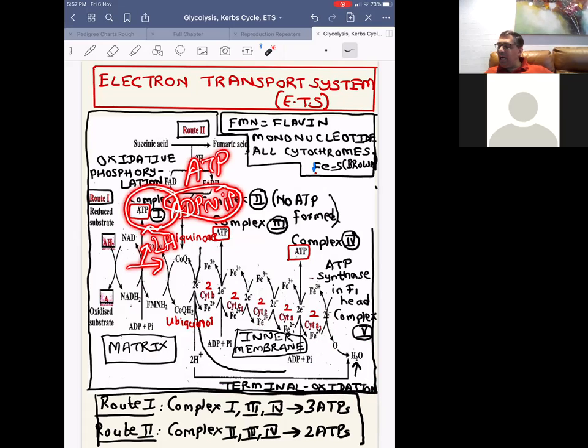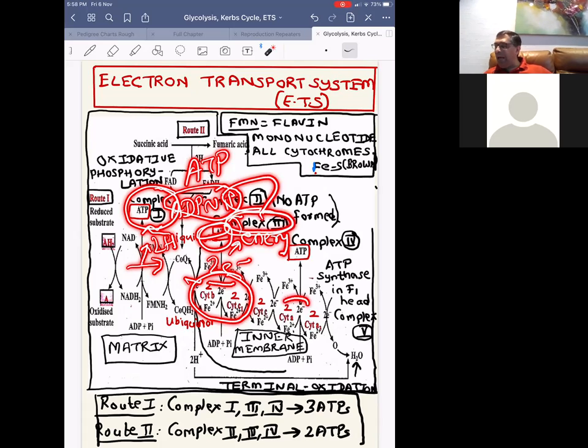And during transfer of electrons from cytochrome B to cytochrome C1, the electron liberates energy, which will again combine with ADP and IP to form a molecule of ATP, which is called complex 2. Oh, sorry, complex 3. I'm so sorry. That is called complex 3.